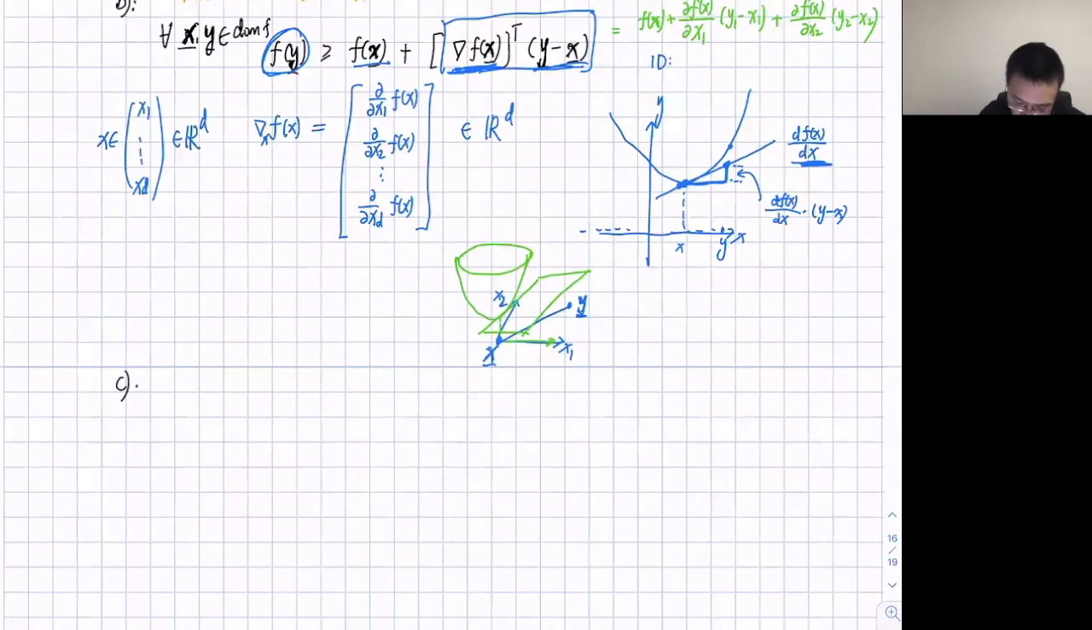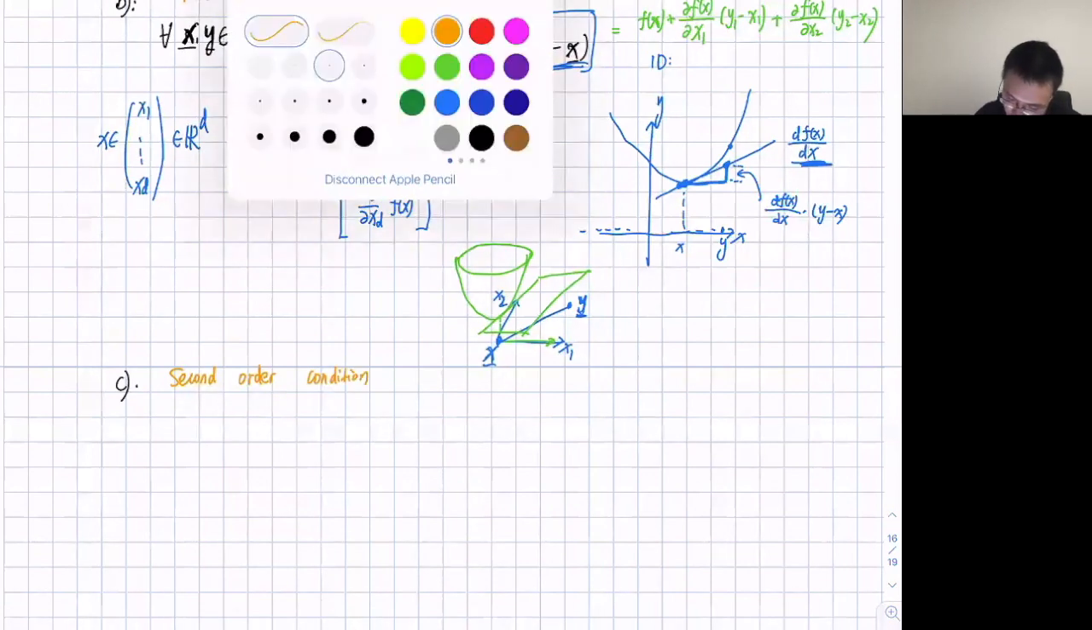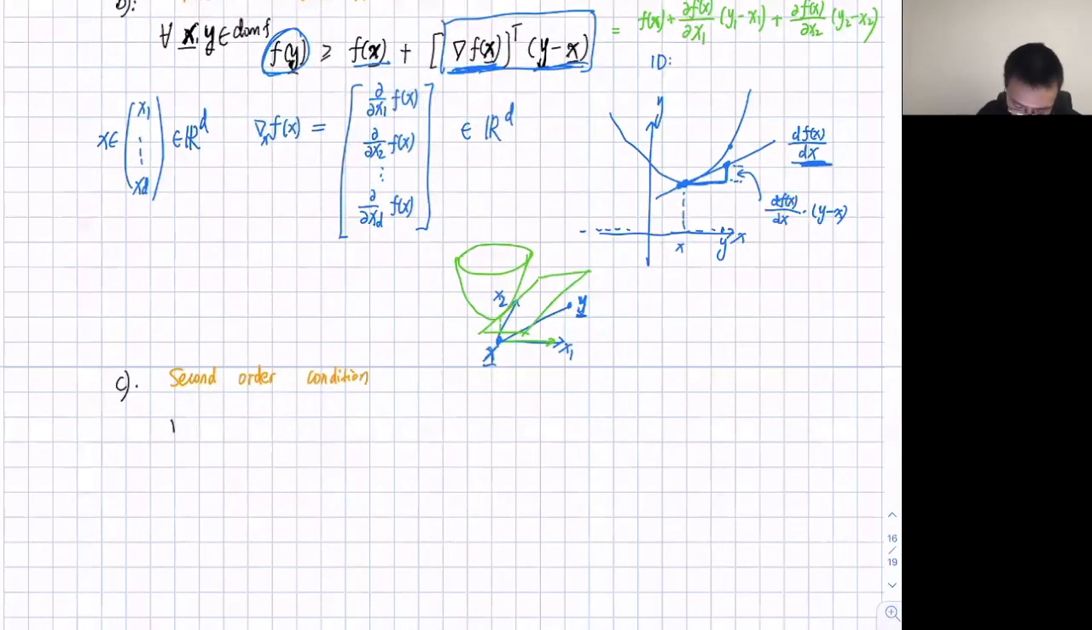Second order condition. For any x in my domain of f, the second order derivative of my f of x is positive semi-definite. It means the eigenvalues are all positive or zero, not negative.